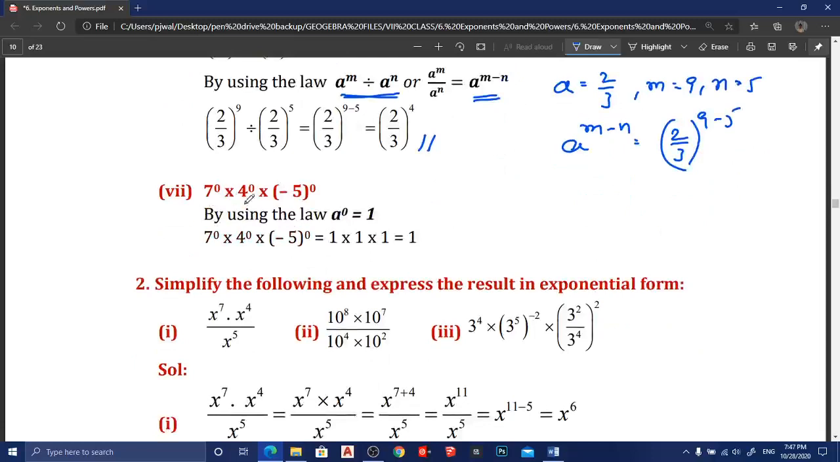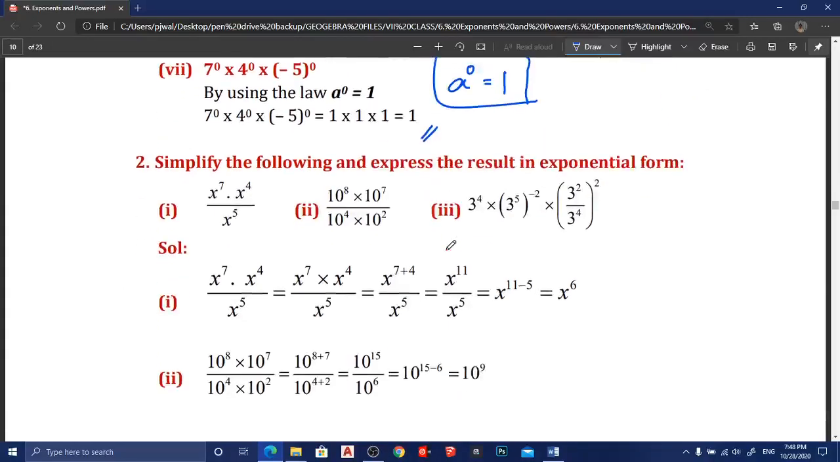7 to the power of 0 into 4 to the power of 0 into minus 5 to the power of 0. Here what formula you have to use? You know, it is sixth formula. Anything to the power of 0 is equal to 1, which is a to the power of 0 is equal to 1. Okay, this formula you have to use here. So 7 to the power of 0 is equal to 1, 4 to the power of 0 is equal to 1, minus 5 to the power of 0 is also 1. So in place of all these three terms, you can write 1 into 1 into 1, which is 1. So this is the answer, simply.